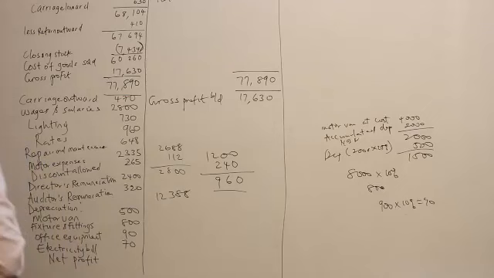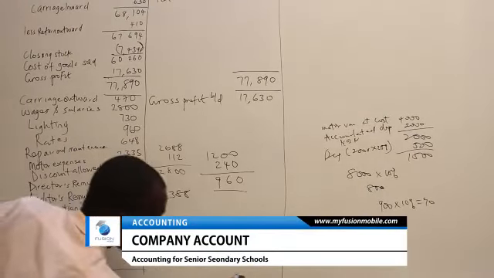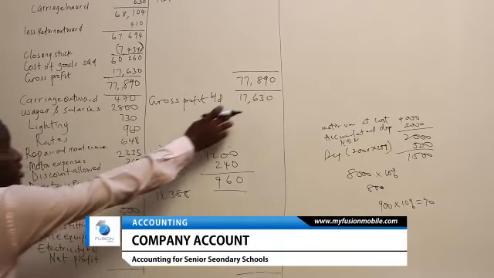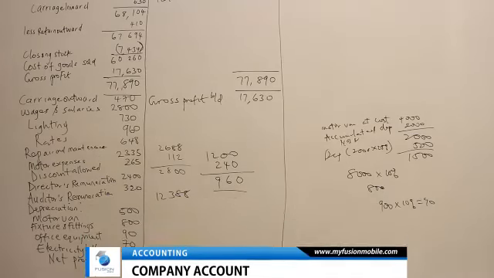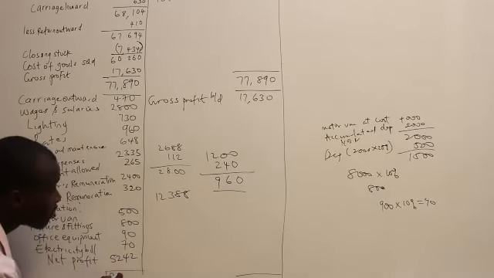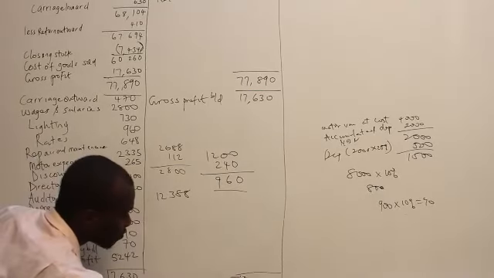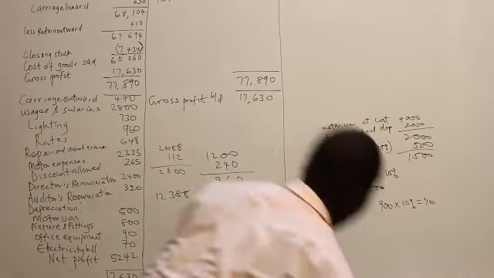So I have a gross profit. We don't have any other income in the period, no other income like discount received. So what will happen? Net profit is the difference between the gross profit and the total expenses. So this minus this, that will give us 17,000 minus the total expenses. That gives us 5,242. So we have 17,630. So we are done with the trading profit and loss account.